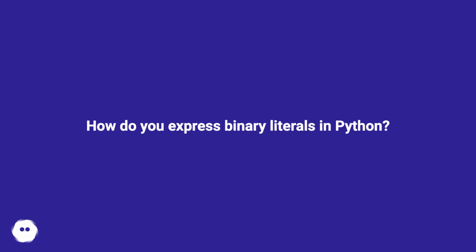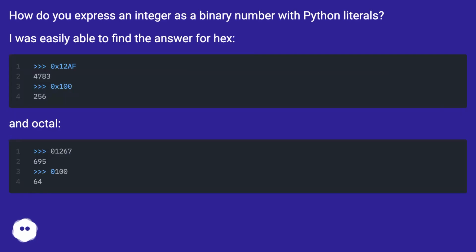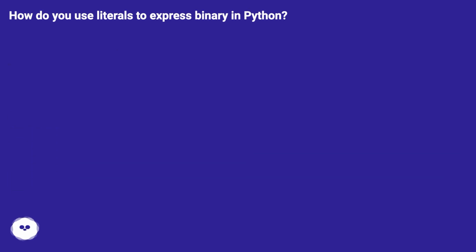How do you express binary literals in Python? How do you express an integer as a binary number with Python literals? I was easily able to find the answer for hex and octal. How do you use literals to express binary in Python?